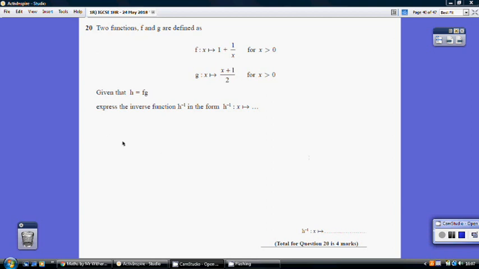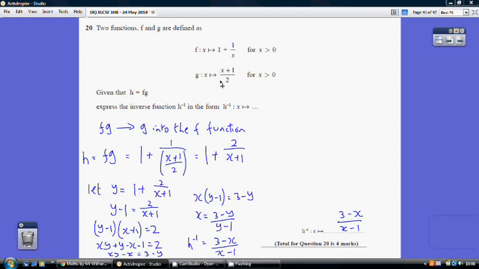Question 20. Now we're told that h equals fg. Now this is when you substitute the g function into the f function. So be careful to get it the right way around. It's g into the f function. So this into this. So h is going to equal this being popped into this.